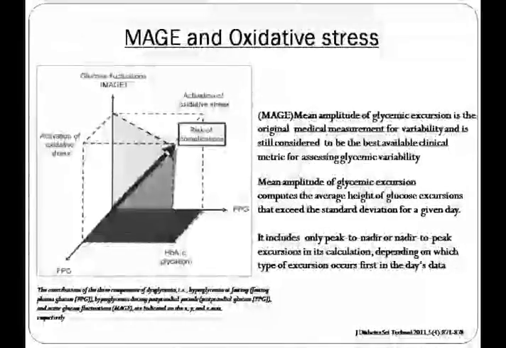MAGE and oxidative stress: the mean amplitude of glycemic excursion is the original medical measurement of variability, as I mentioned, and still considered to be the best available clinical metric. MAGE computes the average height of glucose excursions that exceed the standard deviation. It includes only the peak to nadir or nadir to peak excursion, whichever happens first in the day. And this again shows a clear linear relation between MAGE and oxidative stress.